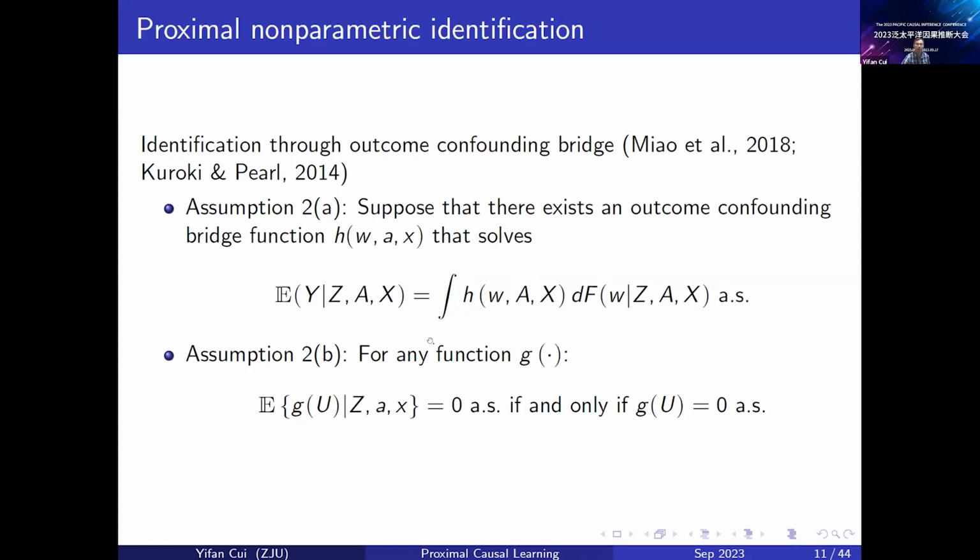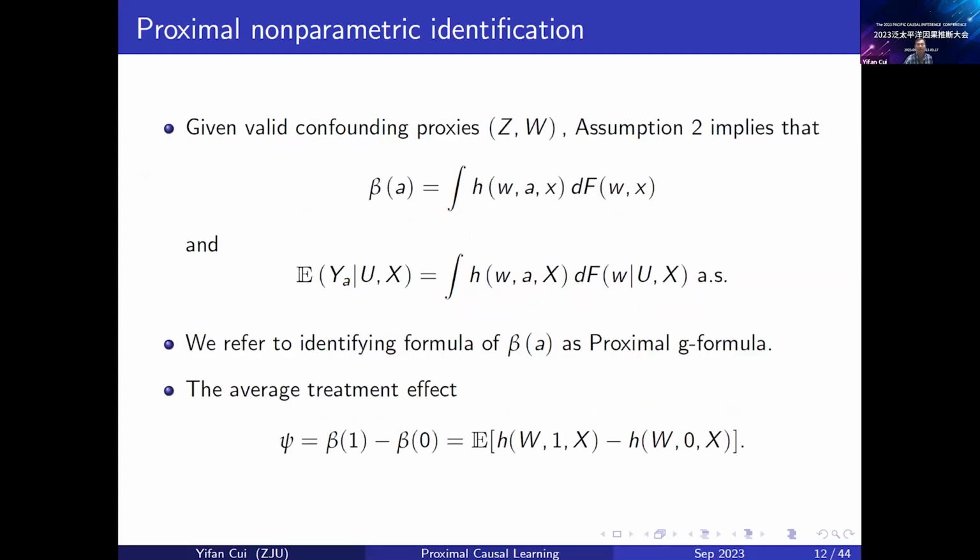And we also assume this assumption 2B, which is the completeness assumption. For any function g, the expectation of g(U) given Z, A, X equals 0 if and only if g(U) equals 0. This essentially requires that the left-hand side implies the right-hand side, because the other direction is trivial. Let's also assume it for now. Combining this assumption with assumption 1, which says you can correctly classify L into X, Z, and W, you get the identification of the counterfactual mean and average treatment effect. So beta A can be written as the expectation of h. And as an intermediate result, you have the expectation of Y(a) given U and X equals the expectation of h given U and X. You don't need to restrict the distribution of U. And if you marginalize over U and X, you get the first line.